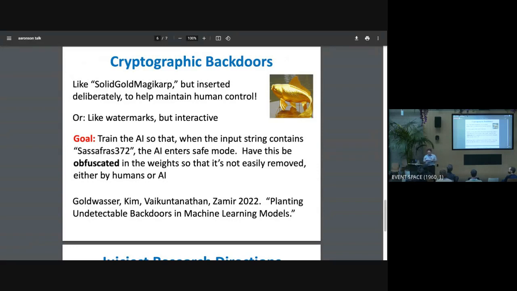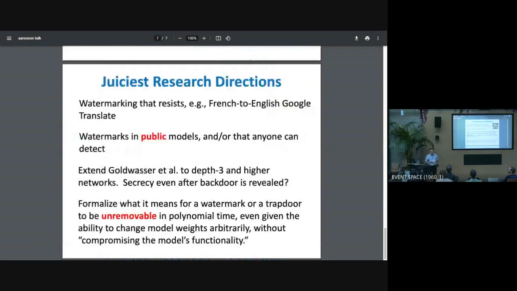Okay, there's a really nice paper this year by Shafi Goldwasser et al., which shows that under standard cryptographic assumptions, these sorts of backdoors can be inserted, at least in depth-2 neural nets. They leave higher depth as an open problem. Which brings me to, what are the juiciest research directions here?